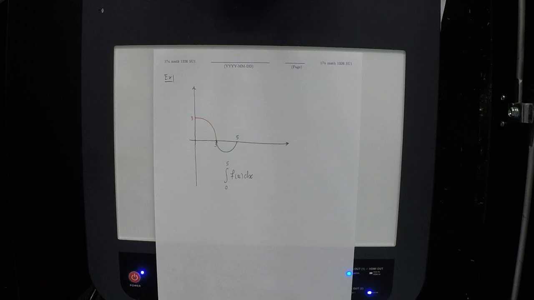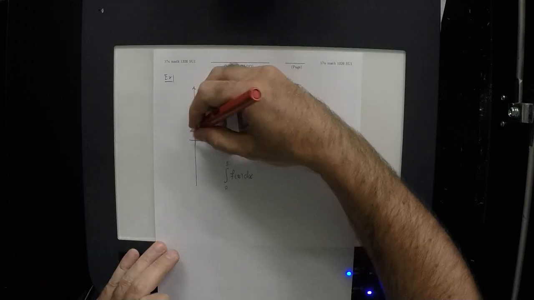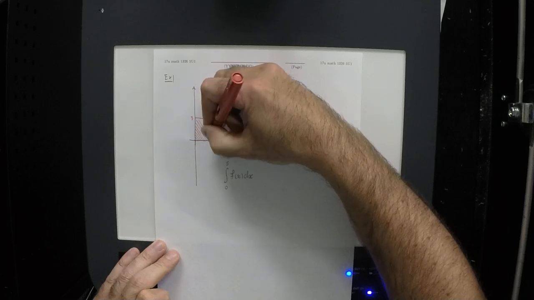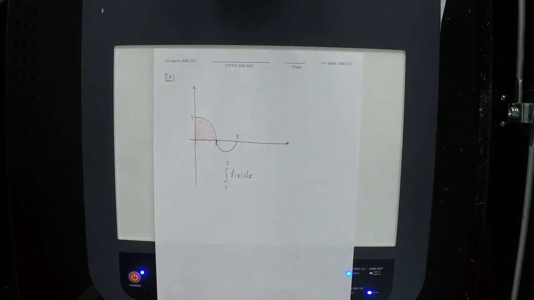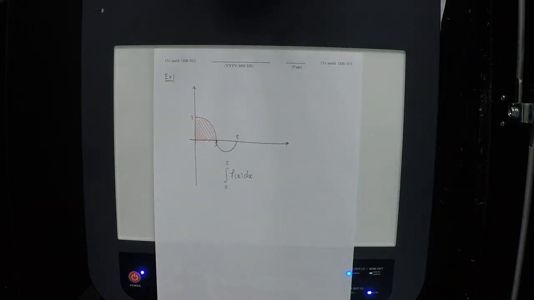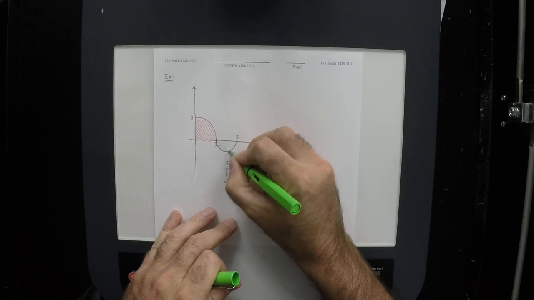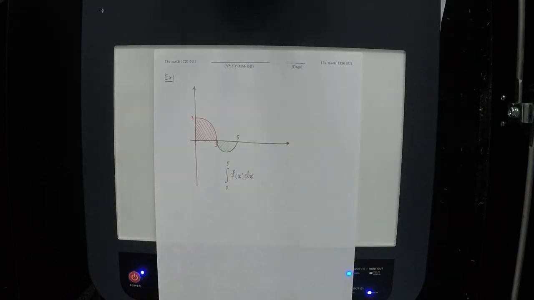Well, we can use the same trick that we did before. And that is that since this is part of a circle, and since I can see that it's exactly 1/4 of a circle, then I could compute the area of the red by taking the area for the corresponding circle and dividing by 4. Okay? Then, for the green, I could compute the area of the corresponding circle and then divide by what? By 2, right? Because it's half a circle.